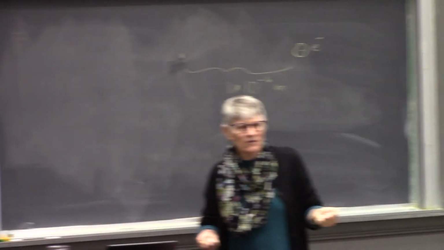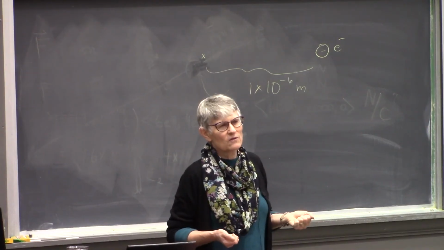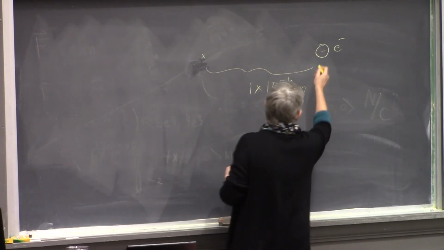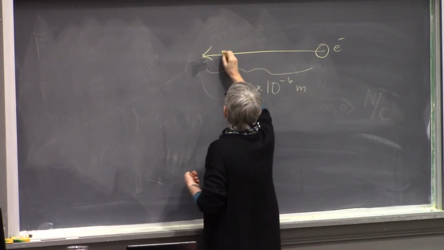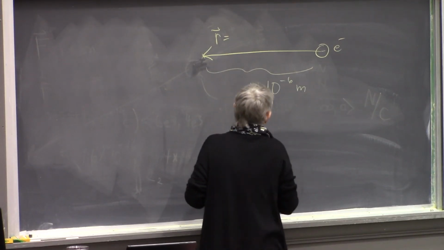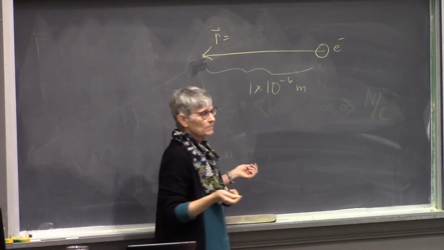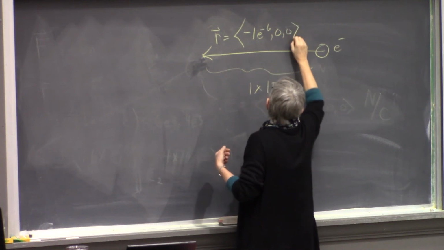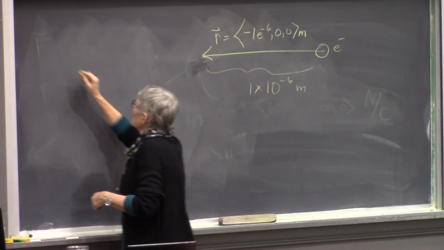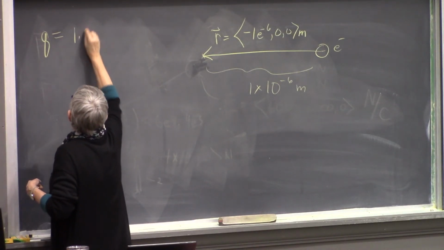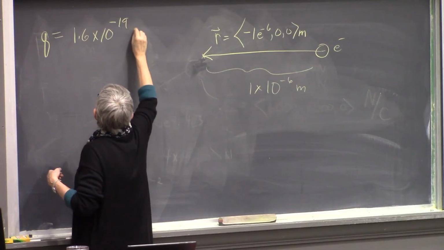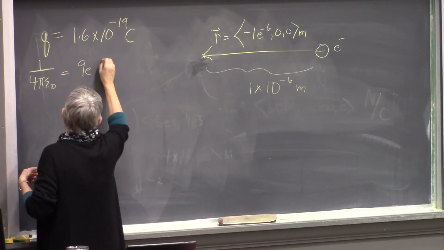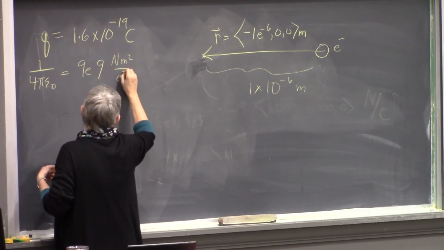Now the definition of r in this case is that it goes from the source of the field to the observation location. So how do we draw r? Yeah, it starts at the source and it goes to the observation location. This is r, and what is this vector? Yeah, it's negative 1 times 10 to the minus 6, 0, 0. And so we know Q is 1.6 times 10 to the minus 19 coulombs. We know 1/4 pi epsilon 0 is 9 times 10 to the 9th newton meters squared per coulomb squared.